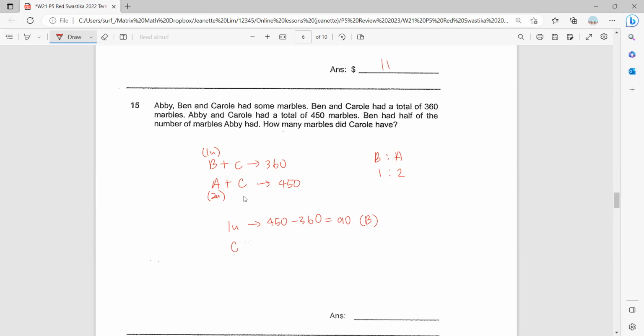We are supposed to find C. Look at this. If B is 90, what is C? So 360 minus 90. Okay, so Carol has 270 marbles.